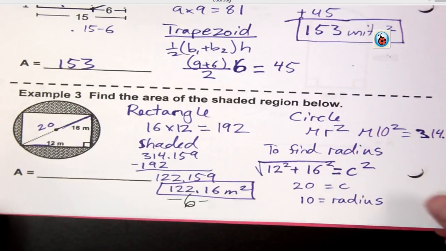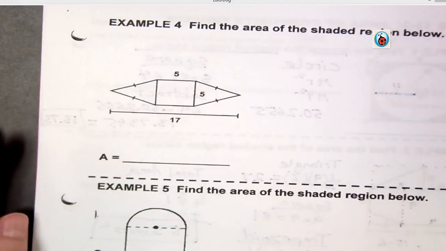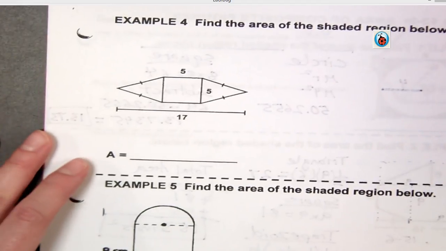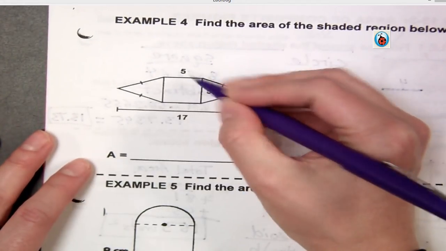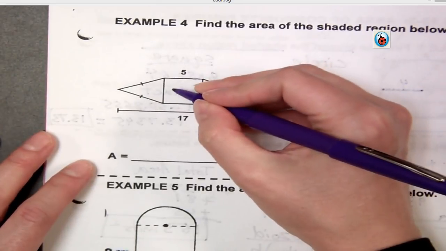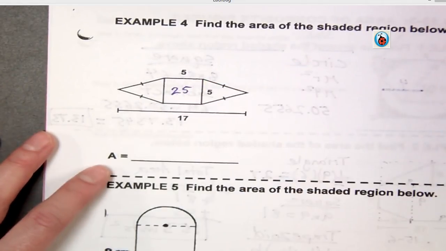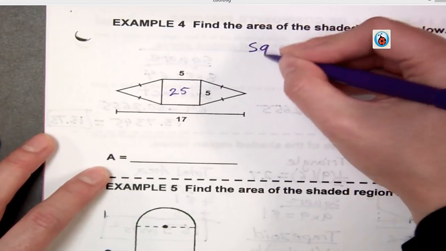Alright, so once you have that, flip to the next page. Alright, this is a fun one. So we have a square in the middle. We know it's a square because it's 5 times 5. And so that would be 25 area in the middle. We can write that down if you want.